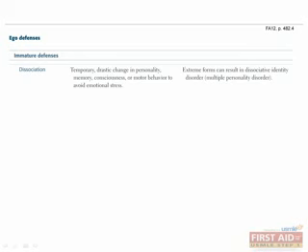Dissociation refers to temporary, drastic changes in personality, memory, consciousness, or motor behavior to avoid emotional stress. The extreme forms of these dissociations involve patients with dissociative identity disorder, where they develop multiple personalities to avoid dealing with inner stress, classically child or sexual abuse.